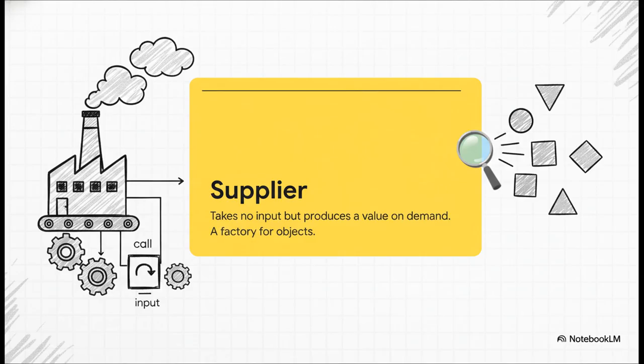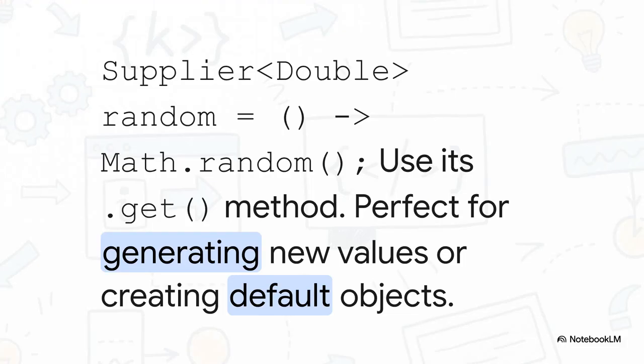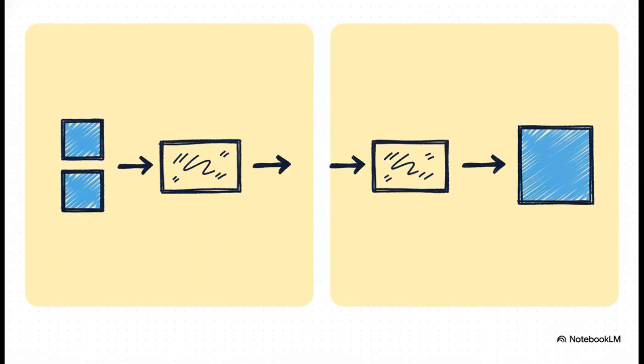And last of our core 4 is the supplier. Think of this one like a factory. It doesn't need any input, no raw materials. You just call its get method and it produces a brand new value for you completely on demand. This is a perfect example. Our random supplier takes no arguments. Notice the empty parentheses there. But every single time you call get, it supplies you with a brand new random number. This is awesome for generating default values, timestamps, or unique IDs.